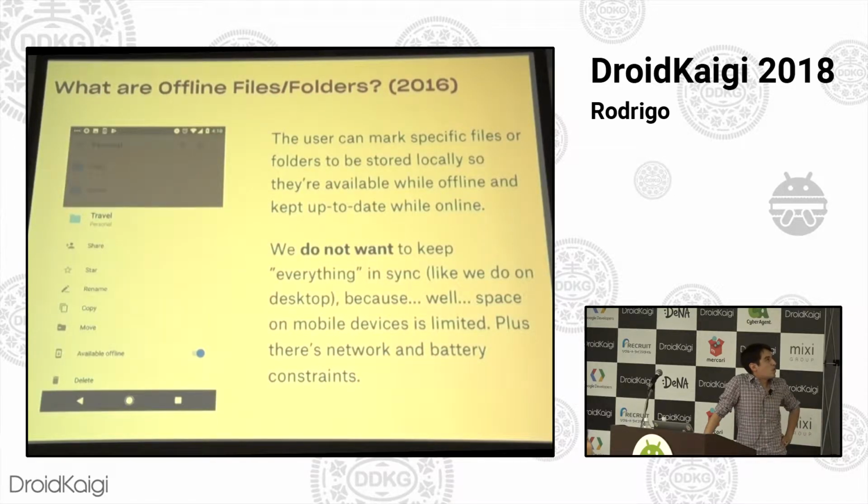So what are offline files and folders? Basically, as I said, the user can mark specific files and folders. You go and select a file and select available offline. We don't want to keep everything in sync like we do on desktop. The space on mobile devices is very limited, and there are also network and battery constraints. You don't want to be constantly syncing files and folders all the time. That's just a waste of resources.